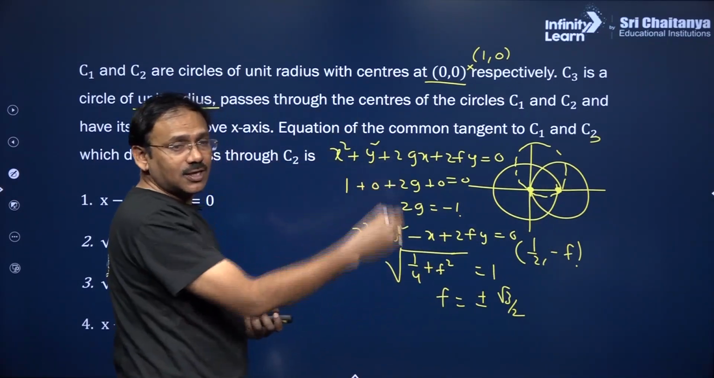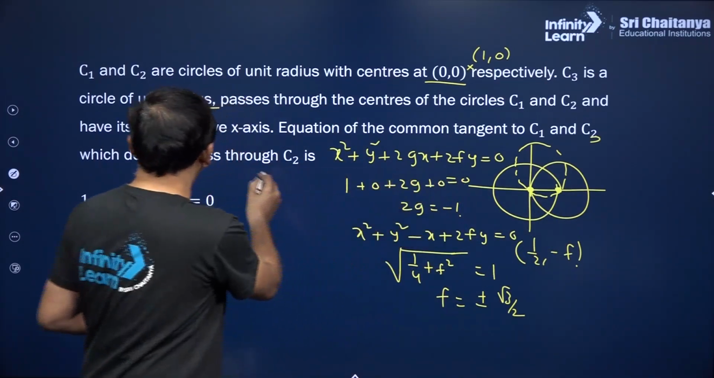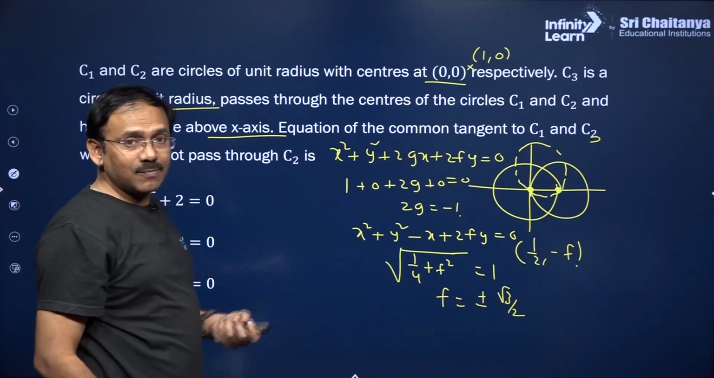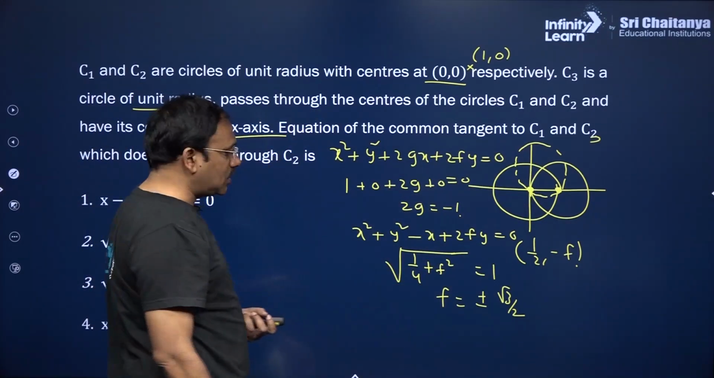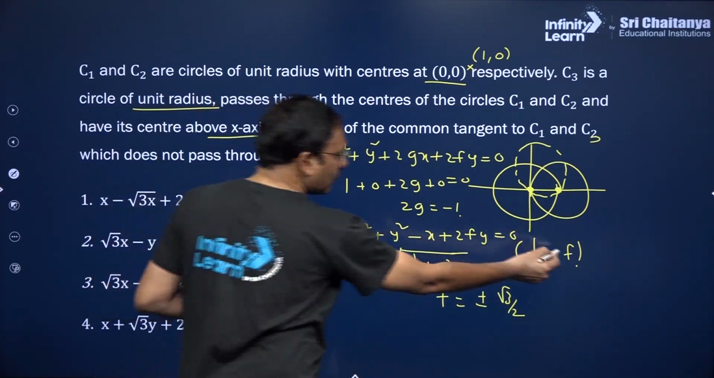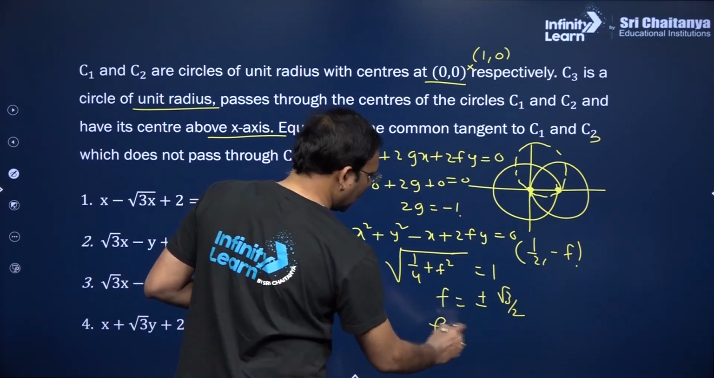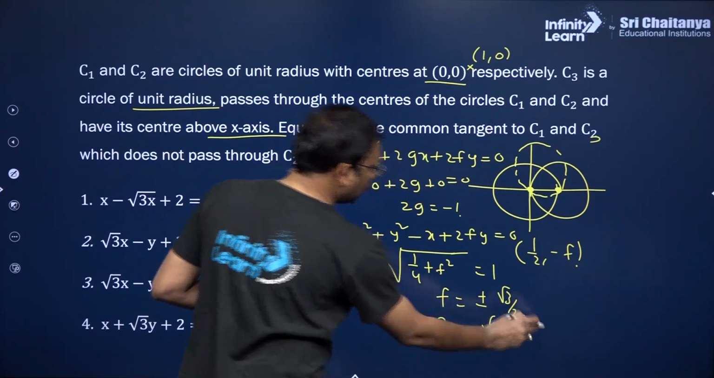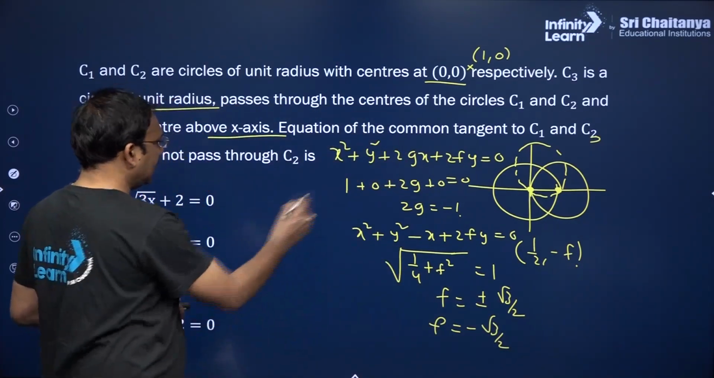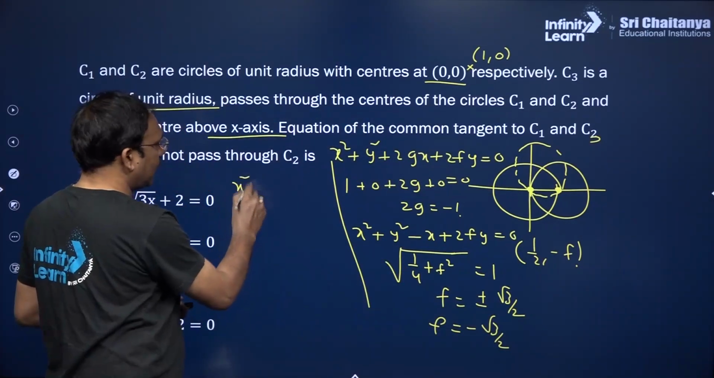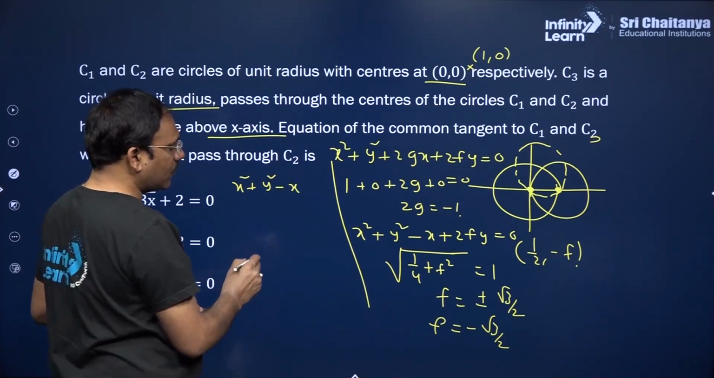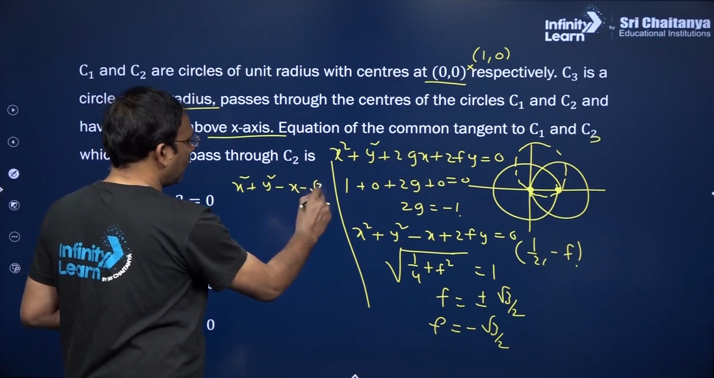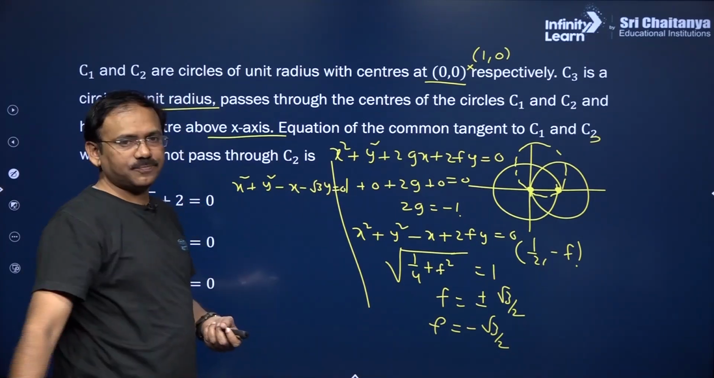For the above circle, he said the center is above the x-axis. That means the y coordinate of the center must be positive, so minus f positive, f negative. Take f as minus root 3 by 2. So I can say the circle equation is now x square plus y square minus x, 2f is going to be minus root 3 y, equal to 0.